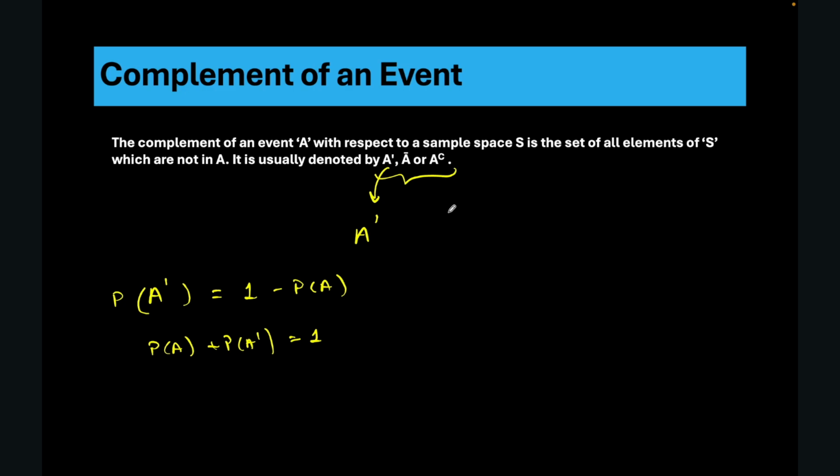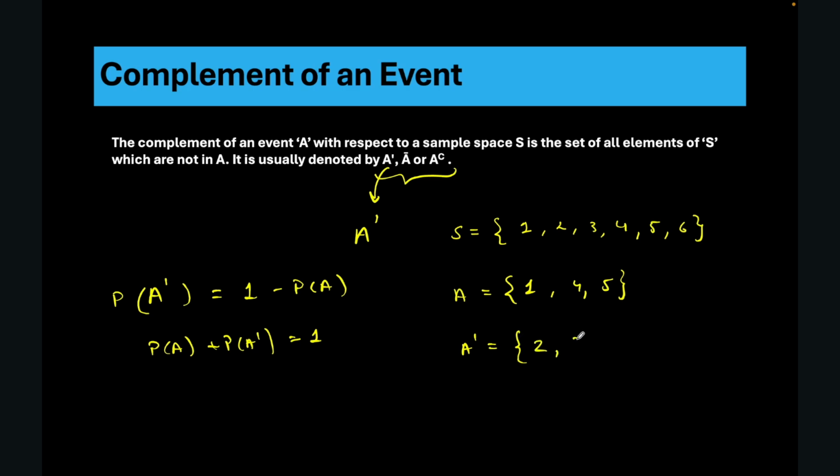Another way of looking at it is, let's say you have a sample space which has numbers 1, 2, 3, 4, 5, 6, and A accounts for, let's say, 1, 4, and 5. So A dash will have everything but A. It'll just be S minus A, which means it's gonna have 2, 3, and 6. I hope that makes sense, right? It's super simple, nothing too complicated. I'm sure you've seen this before. That's why I'm just keeping it really short and simple.